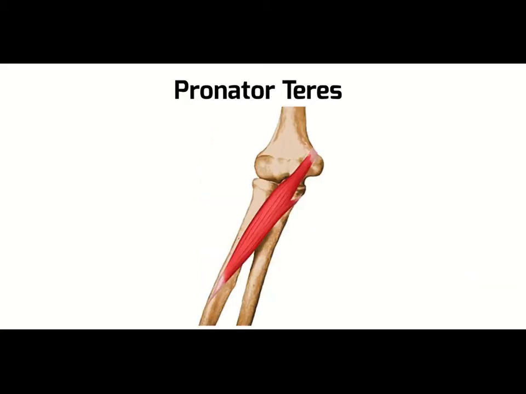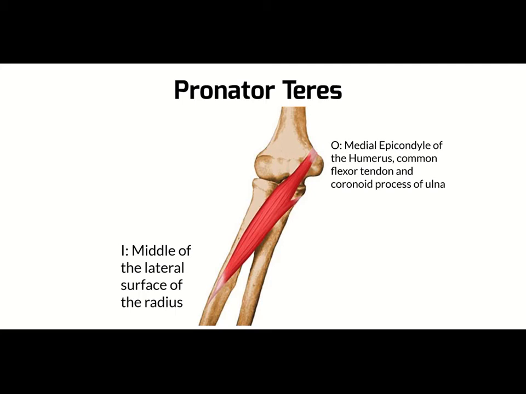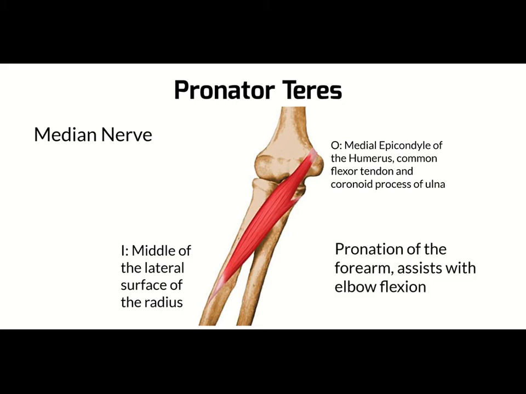So the pronator teres is the first of our muscles that is primarily responsible for pronation of the radioulnar joint. It originates from the medial epicondyle of the humerus, as well as the common flexor tendon that it would share with the bicep, and then the coronoid process of the ulna. That runs across the anterior surface of the ulna and inserts into the middle of the lateral surface of the radius.